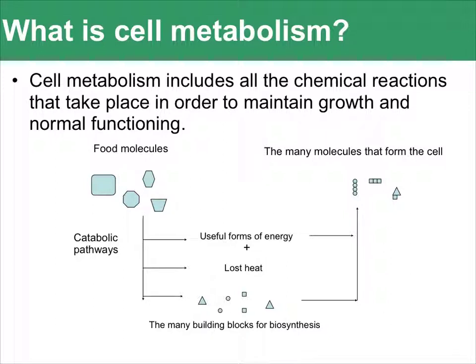So what is cell metabolism? Cell metabolism is basically the sum of all the chemical reactions that take place within an organism in order to maintain growth and normal functioning. So for example, we eat food to sustain ourselves, and then food is broken down in a process of catabolic pathways. If something is catastrophic, we tend to think that it's broken down. So a catabolic reaction is the breaking down of something. So enzymes assist the breaking down of food molecules into useful forms of energy. For us, that's in the form of ATP, lost heat, and many building blocks for biosynthesis.